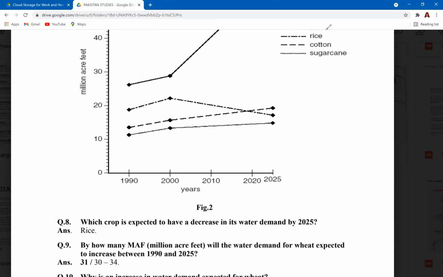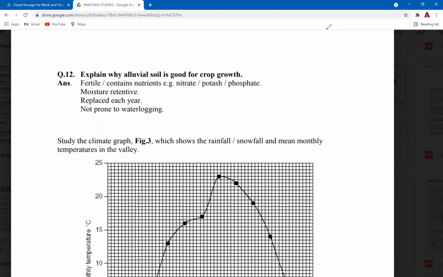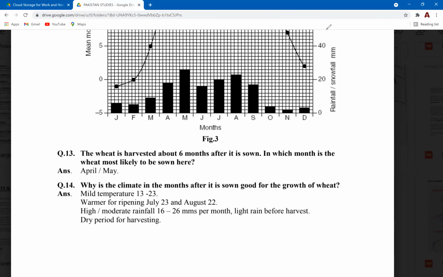And then there's another graph. You guys can study this graph on your own. The notes will be available to you. Let's move on to the next crop, rice here.